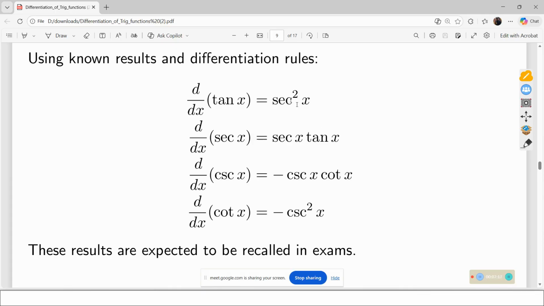Please, you need to have these at your fingertips, because not all the time will you be differentiating from first principles. So you should know, when I differentiate tan, what do I get? When I differentiate sec, what do I get? When I differentiate cosec, what do I get? When I differentiate cot, what do I get? So you need to have some of these results with you.